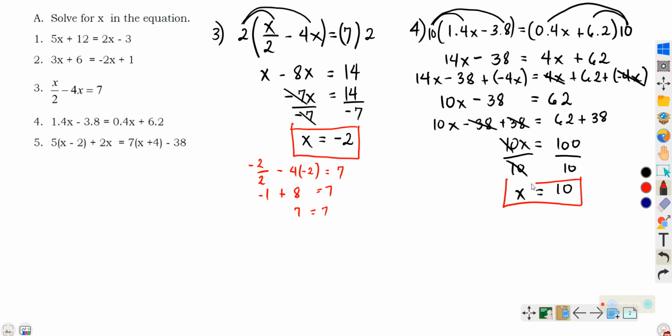Ayan. So, tama ba ang ating, check po ba natin yan? Check na natin. 1.4 times 10 minus 3.8 equals 0.4 times 10 plus 6.2.